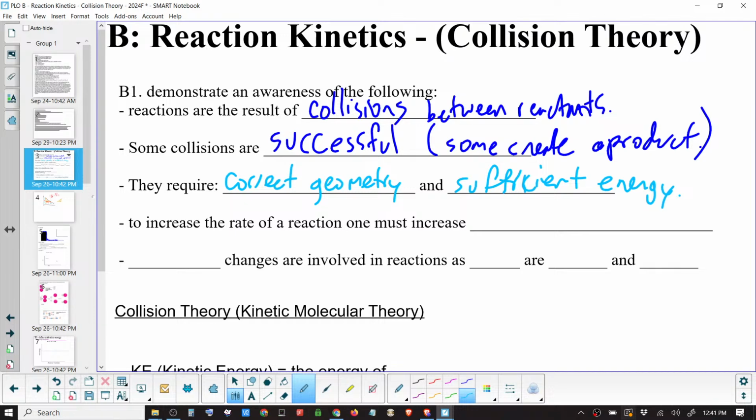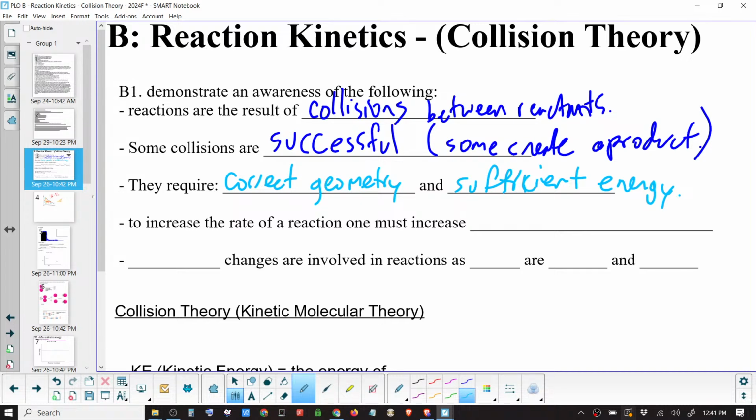So, correct geometry and sufficient energy. So you need to have enough of both. If you're colliding in the wrong way over and over and over again, it's never going to work. If you have sufficient energy, great. You can collide in the correct geometry all you want, but if there's not enough energy there, it's like, no. You need to bring a little more to the table.